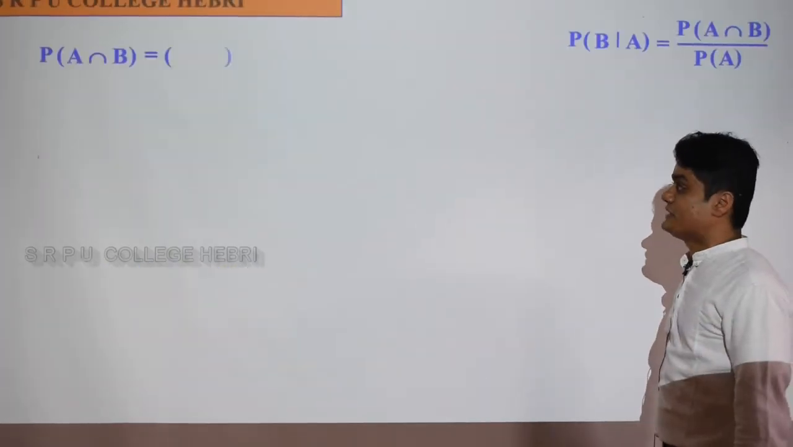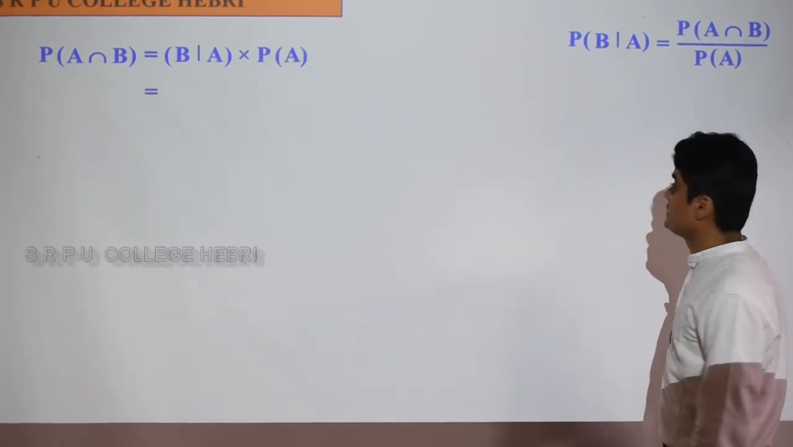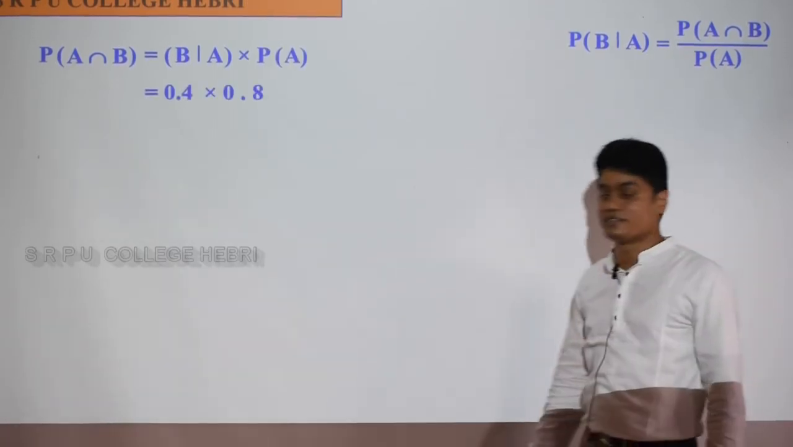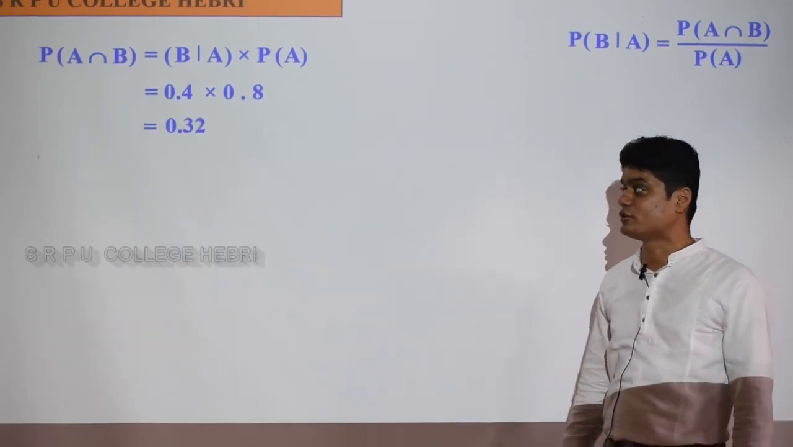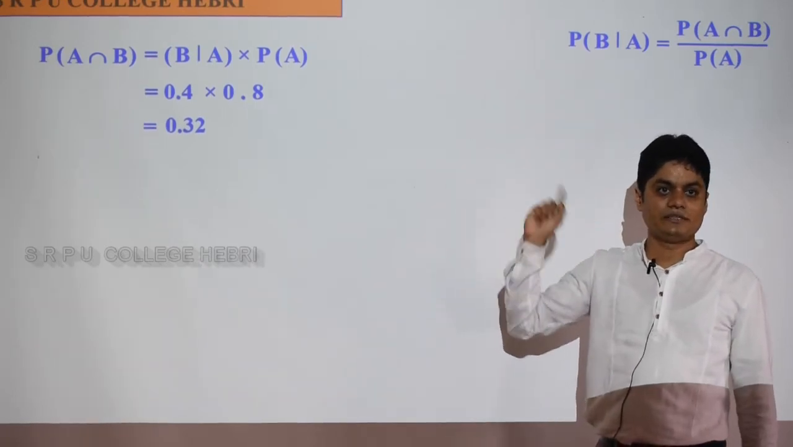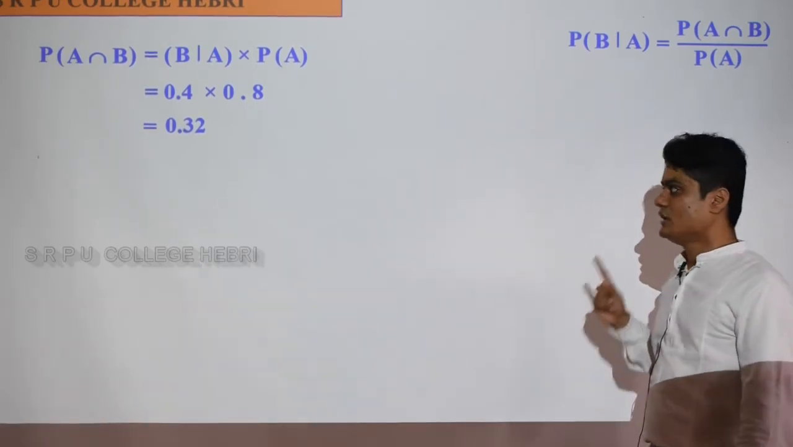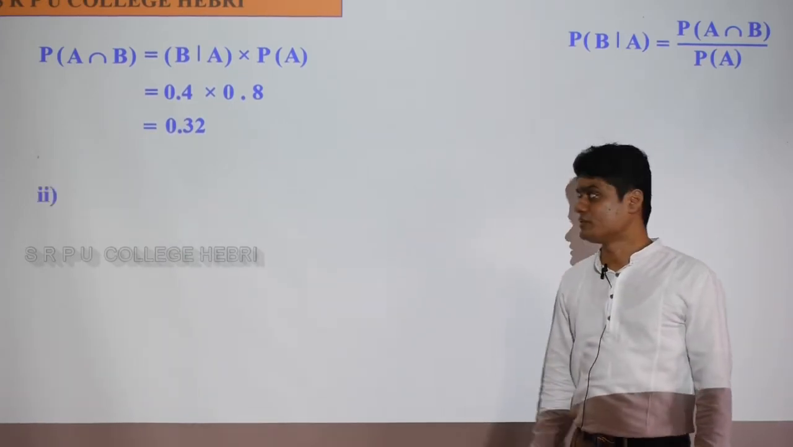So this is a formula you know. What is the probability of A intersection B? It is the probability of B bar A multiplied by the probability of A. The probability of B bar A is known, it is 0.4, and the probability of A is also known, it is 0.8. So 0.32 is the final answer. This is a 1 mark question. Remember that the previous one and this one will both be 1 mark questions. I hope you understood. The probability of A intersection B is 0.32.